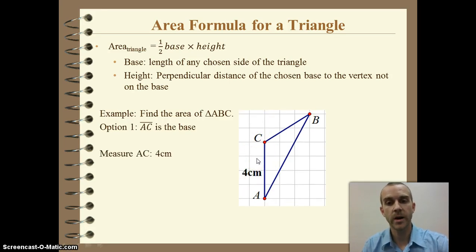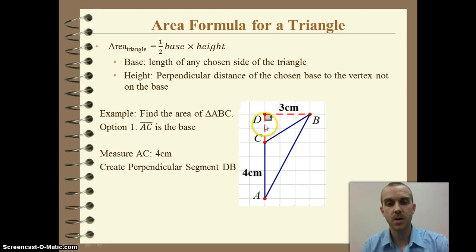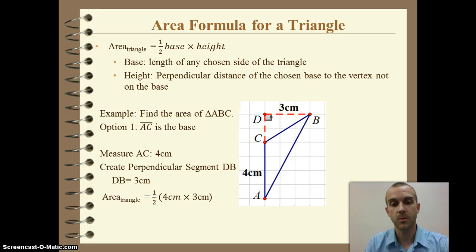Now I need to figure out, well, where's the perpendicular height? So I need to go over to point B perpendicularly. So if I think about this problem, I need to create a dotted line out here to create that perpendicular height, which in this case will be from D to B. And I measure that, that's 3 blocks or 3 centimeters. To find the area of this triangle, 1/2 of 4 times 3 will give me 6 square centimeters.